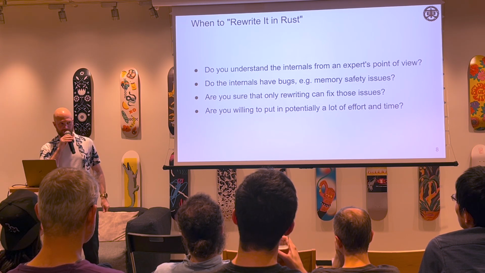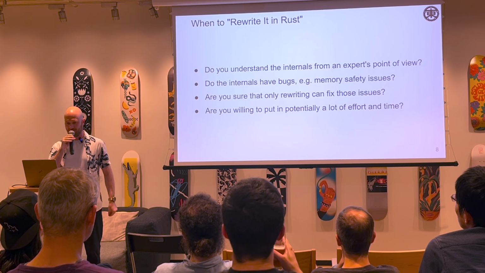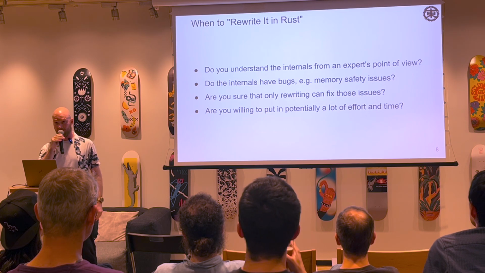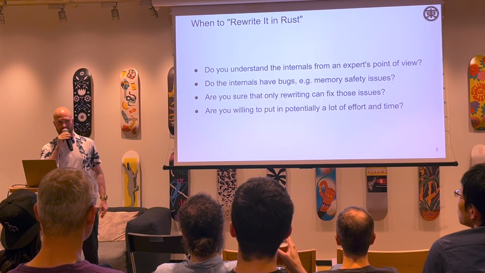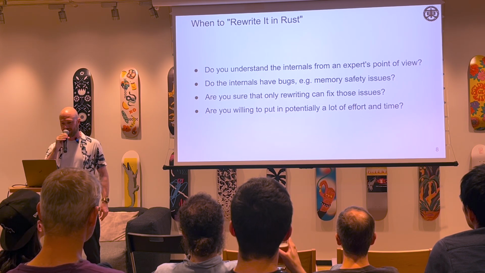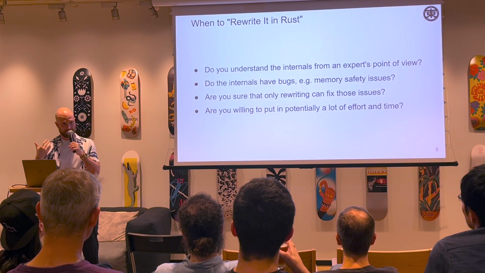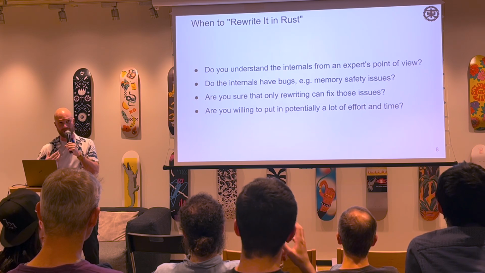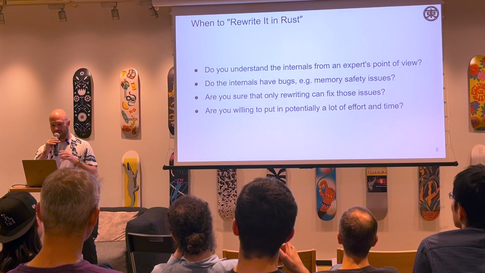When you're thinking about rewriting something in Rust, you need to think about these 4 questions first. The first one is, do you understand the internals from the point of view of an expert? Because if you don't, you're likely not set out to rewrite anything. The second one is, do the internals have bugs? Again, you need an expert's understanding to decide whether there are bugs or not. For example, memory safety issues.